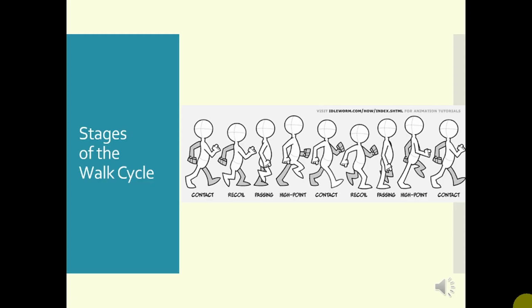The walk cycle can be broken down into 4 distinct stages, going through once for each leg, so 8 in total. Starting with the point of contact, where the heel of your foot first touches the ground. Then as you shift weight onto it, you start to recoil, ready to spring back up. Then one foot passes the other, and you have a high point as you bring that back leg's knee up to then make it the point of contact for the next step, and you go through recoil, passing, high point, and contact again for the other leg this time.